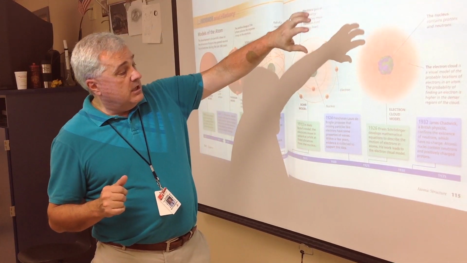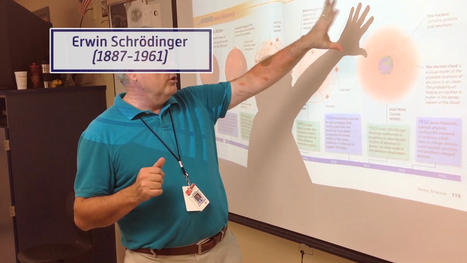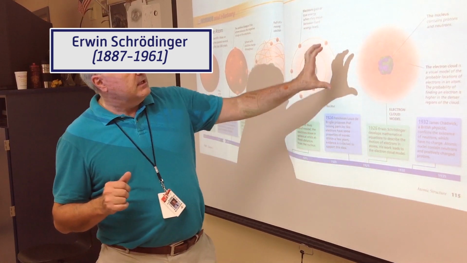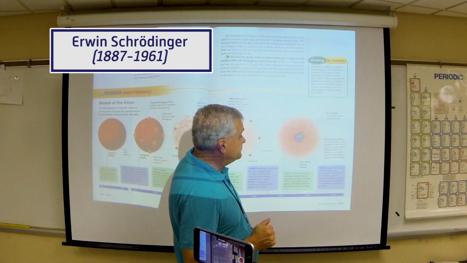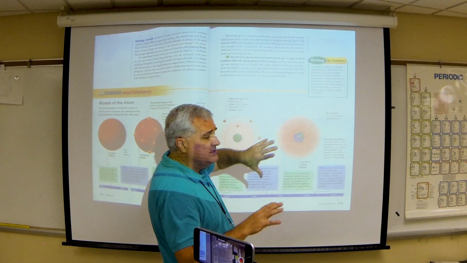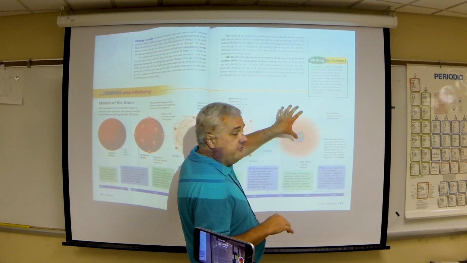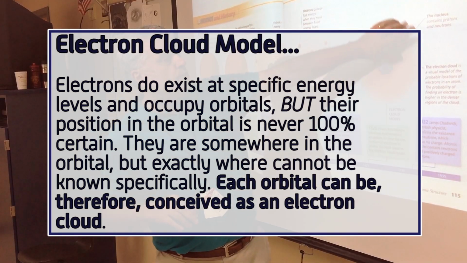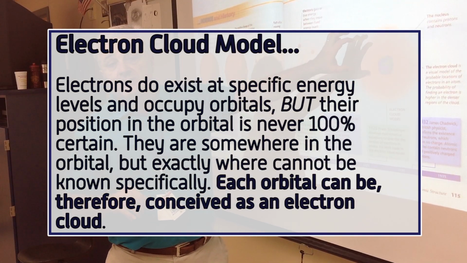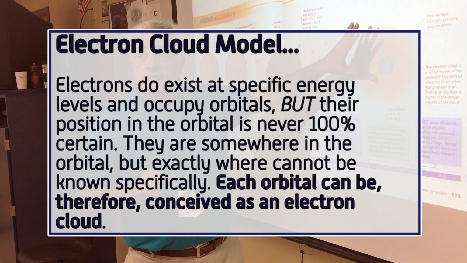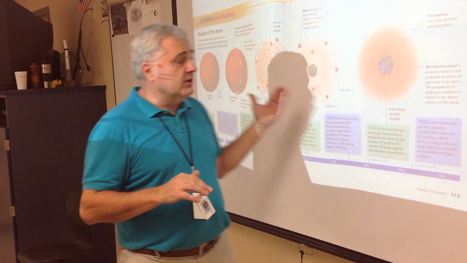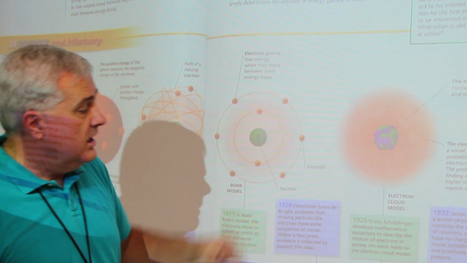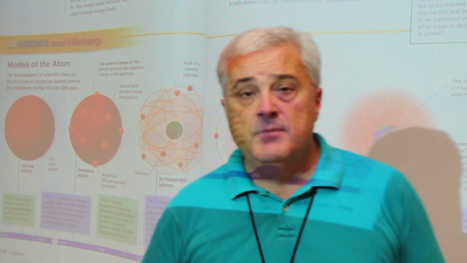Finally, in 1926, Schrodinger does some work and mathematically comes up with the electron cloud model. This model represents that the electrons, while they're at fixed energy levels, are not in nice, tidy little orbits, but in regions around the nucleus in which the electrons are found. So that's the progression of atomic theory.